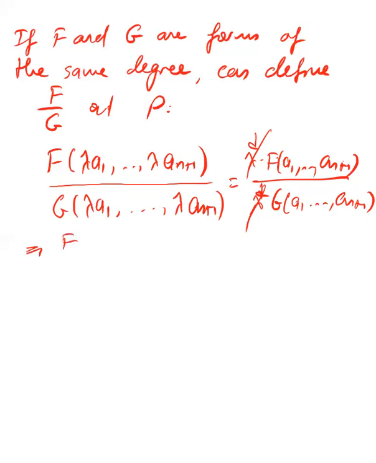So f over g is defined at P as long as f and g are forms and they have the same degree. And this prompts this definition.